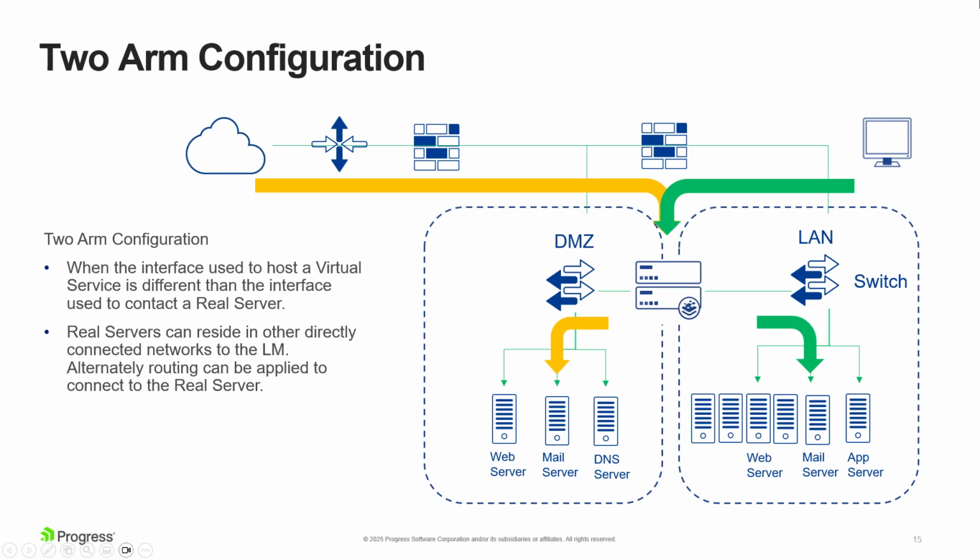Now let's look into the two ARM configuration, and you see here I now have the load balancer in the middle connected to both network cards, okay? So my VIP is hosted here in the DMZ, but I'm reaching the target servers in the server network. Or the other way around, my VIP is hosted on the internal network and I'm using a different network card to go to the target server. So this is two ARM configuration.